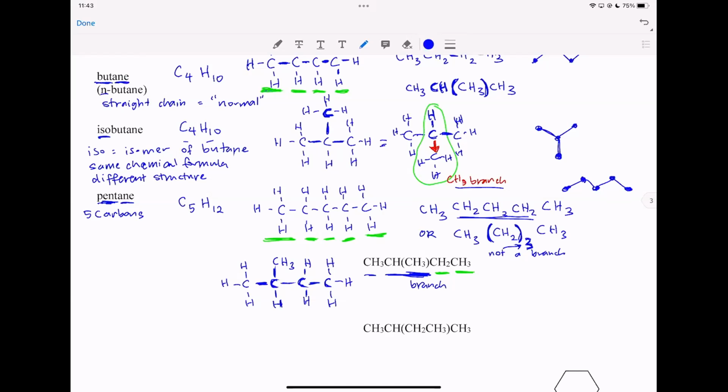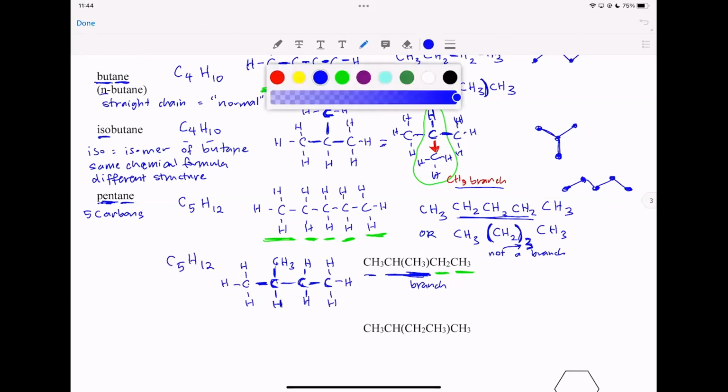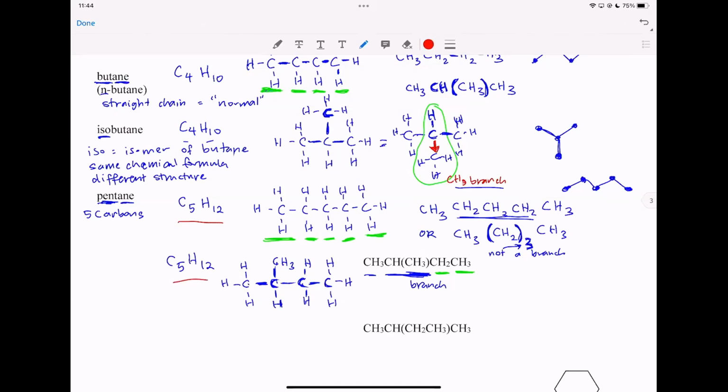Okay, so when you add all these up, how many carbons and how many hydrogens? There's 1, 2, 3, 4, 5 carbons. So this is C5. And then when you add up all those hydrogens, you'll find that there's 12 of these, C5H12. So what do you have here? You have the same chemical formula as the above. So these are the same chemical formula, but you have a different structure. This structure that you just drew is different from this structure that we drew previously. So when you have the same chemical formula, but a different structure, that's an isomer. So this is an isomer of pentane or isopentane.